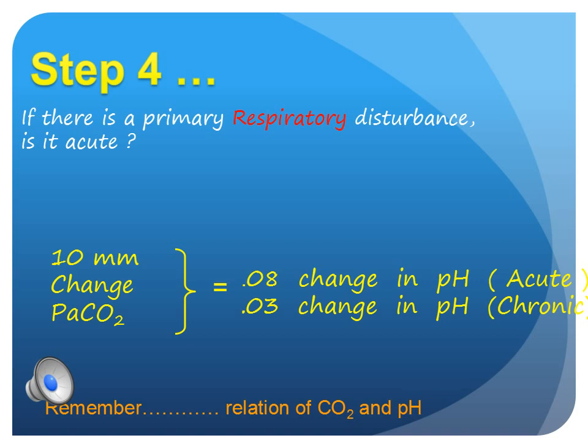So in a primary respiratory disturbance, if there is a 10 mm change in PaCO2, that can change the pH by 0.08 in acute scenarios. But in chronic cases, it can change the pH by 0.03 for every 10 mm change in PaCO2. And remember the relation between CO2 and pH, that they move in the opposite direction.